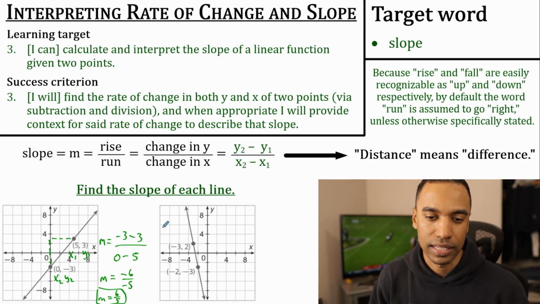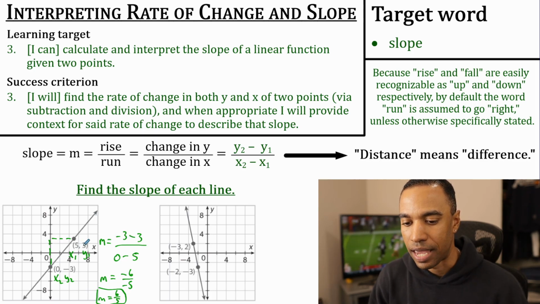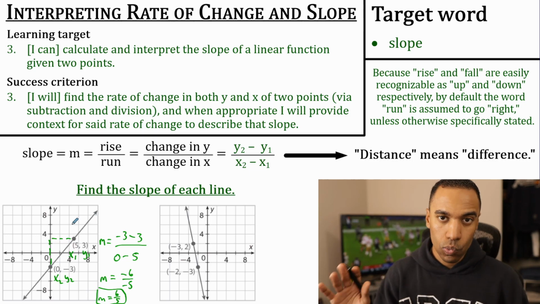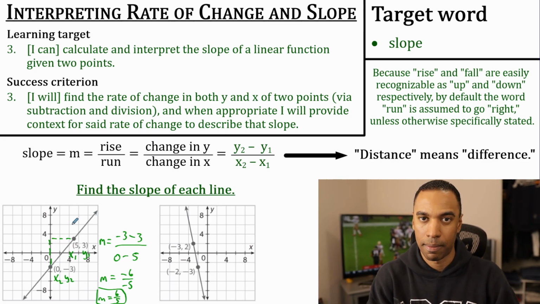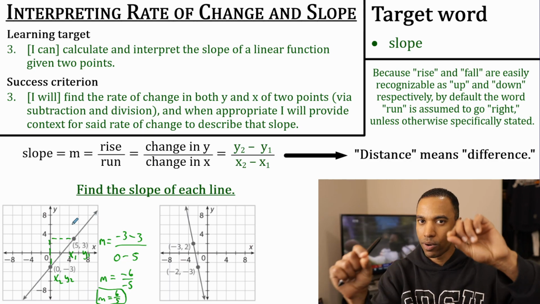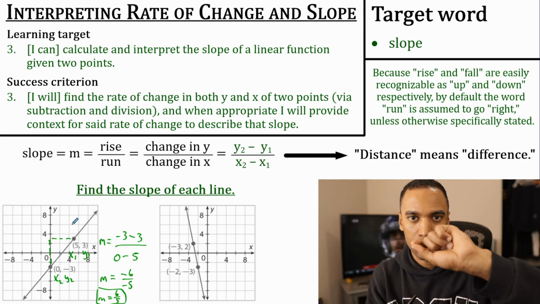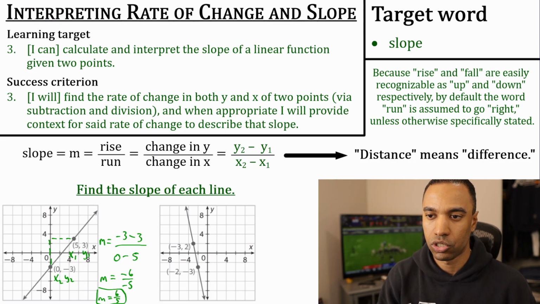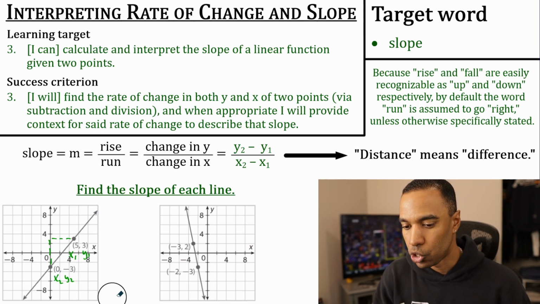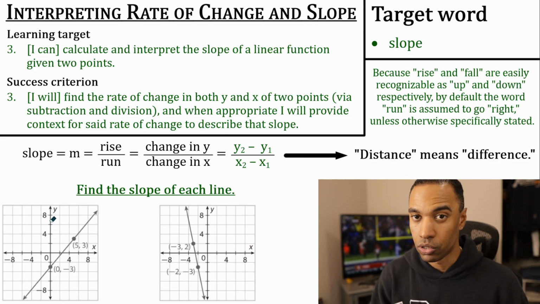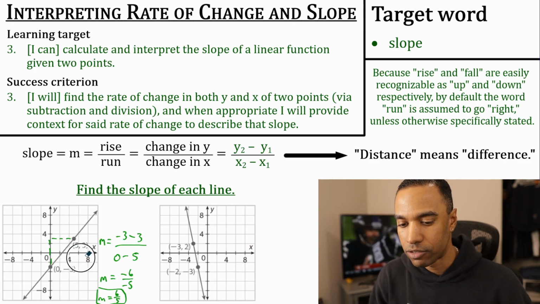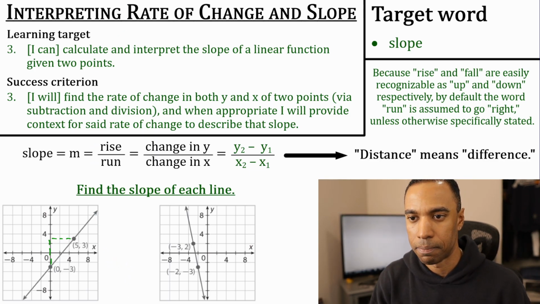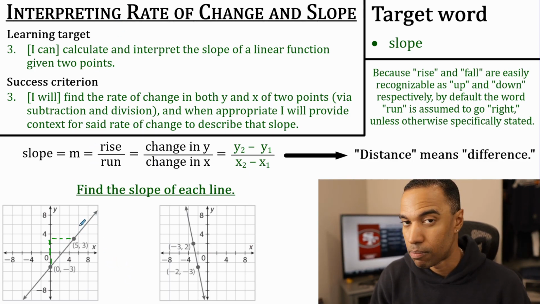Now, you'll get an incorrect answer if you accidentally do, say, 3 minus negative 3, and then I do 0 minus 5. I can't do y2 minus y1 over x1 minus x2. If I go from one point to the other, I've got to go from that same one point to the other for x's. So it doesn't matter which one you choose to be your x1, y1, x2, y2. You do have to make sure, however, that you do go in the same direction when you subtract them. Okay, so it doesn't matter.